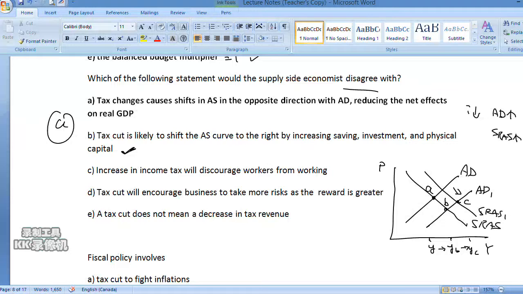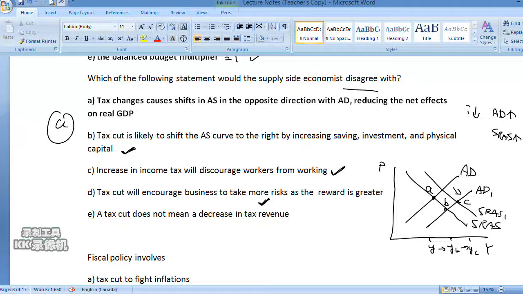So C, increase in income tax will discourage workers from working. That is also true. So when there is a tax cut, more workers will enter the labor force, and this will also shift the AS curve, both long run and short run. Tax cut will encourage business to take more risks. That is not true. Well, that is true actually. So if the tax rate on business is lower, businesses are willing to invest into more projects that are more risky because the reward is greater.